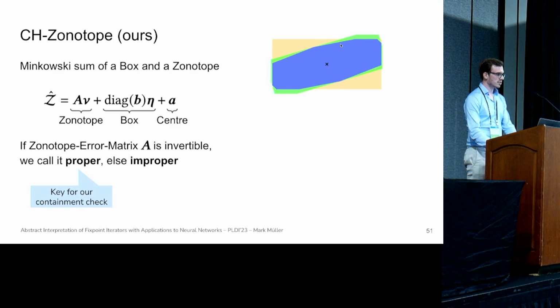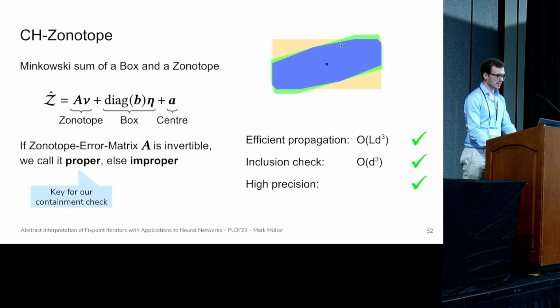We thus propose the so-called CH-Zonotope, which is a Minkowski sum of a box and a Zonotope, and can be nicely written as just that, where we first have a Zonotope component and then a box component. You might have observed that we can write each CH-Zonotope as a simple Zonotope, but we have one crucial distinction. We call a Zonotope a CH-Zonotope with a Zonotope error matrix A that is invertible proper and otherwise improper. This properness will become crucial for our efficient containment check that I'll introduce in a second.